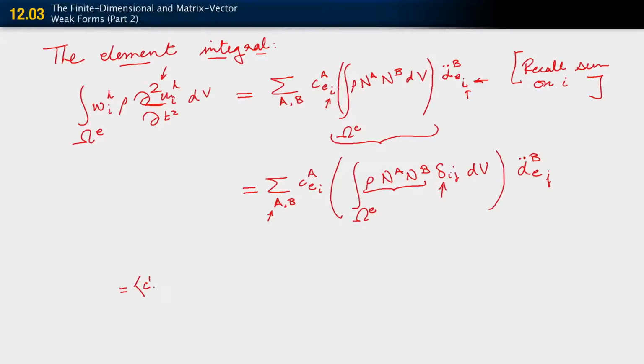C1E transpose, C2E transpose, and so on up to C number of nodes in the element E transpose. This one, for instance, C2E transpose is simply C2E1, C2E2, C2E3. All of that now multiplying some big matrix, which makes up our mass matrix.